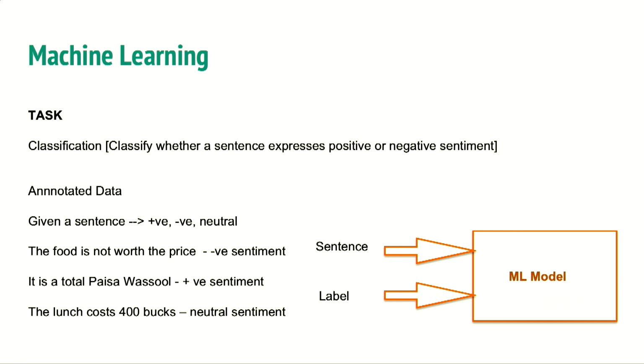The food is not worth the price. This is a negative sentiment. It is a total paisa vasool. This may be a positive sentiment. The lunch cost 400. This is a neutral statement. So you need a lot of annotated data, and someone has to annotate it. There is no free lunch as such. Some human has to annotate this data. Once it is there, then there is some magic called machine learning, which will look into this and later classify, given any sentence, whether it is a positive or negative sentence.